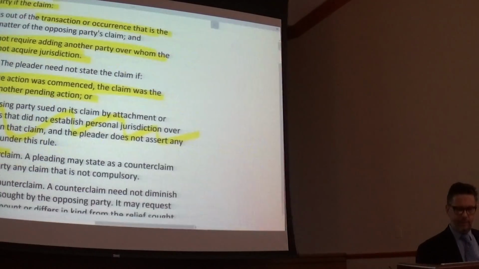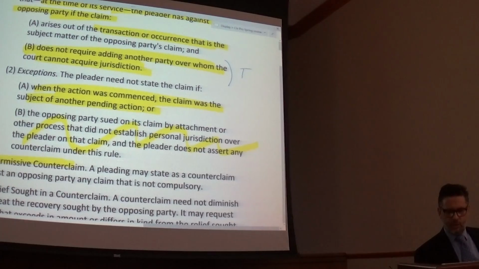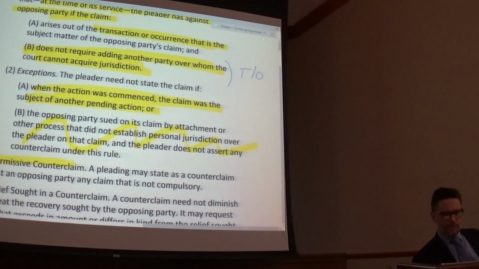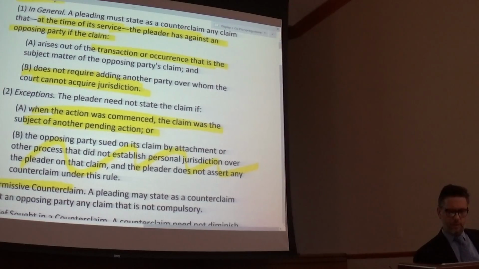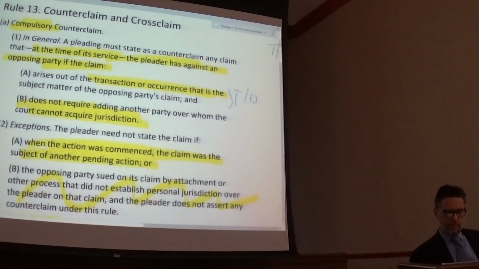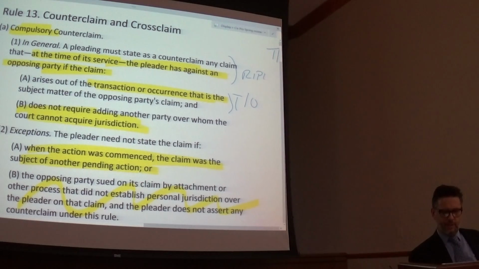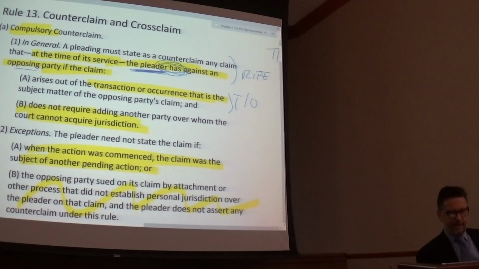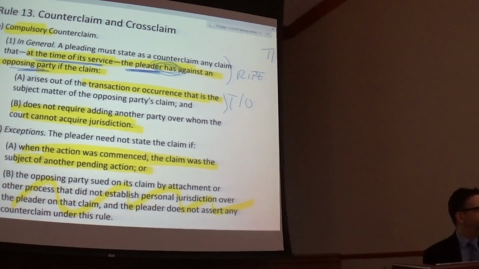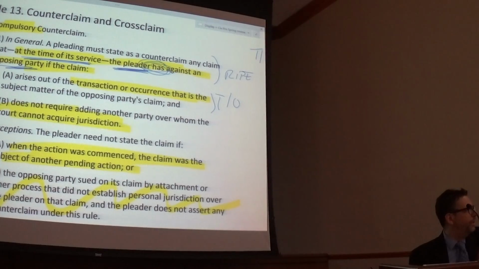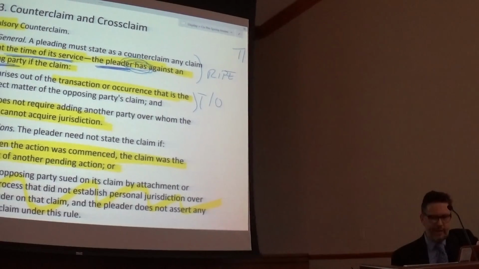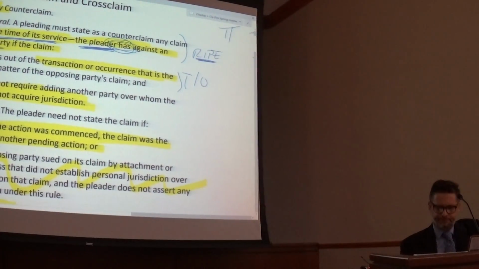Instead, let's talk about these elements here. Same TRO, right? Ripeness. Same TRO. This is the ripeness requirement. It has to be a counterclaim the pleader has, present tense, against the opposing party at the time of the counterclaim service. That means any counterclaims that arise after the time the answer is served aren't counterclaims that can be compulsory. All right? So the later occurring counterclaim doesn't matter. That's what we call the ripeness requirement.